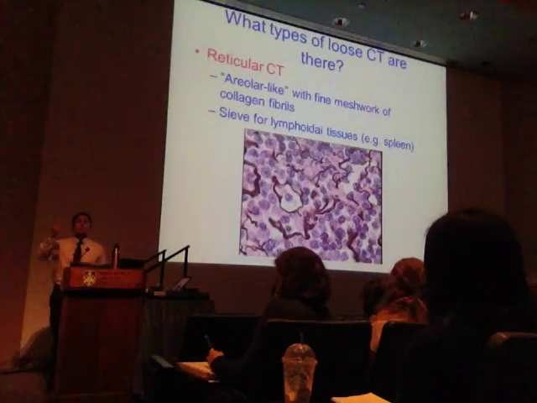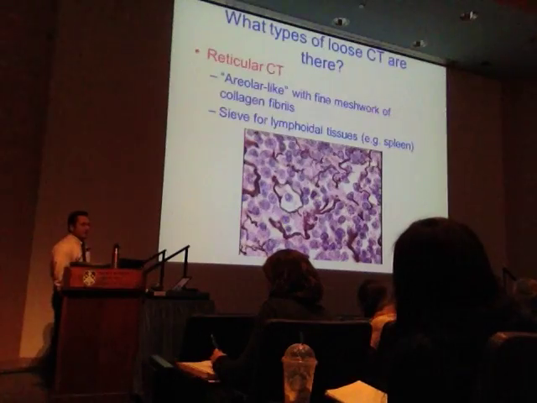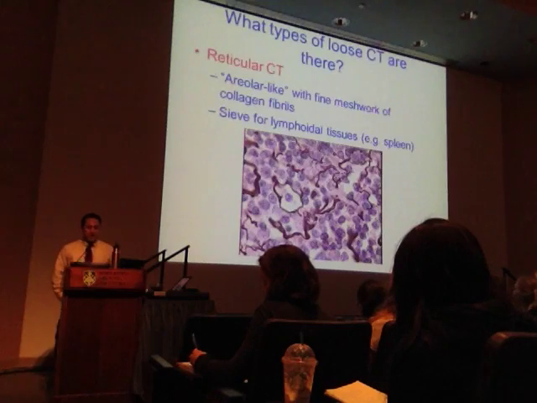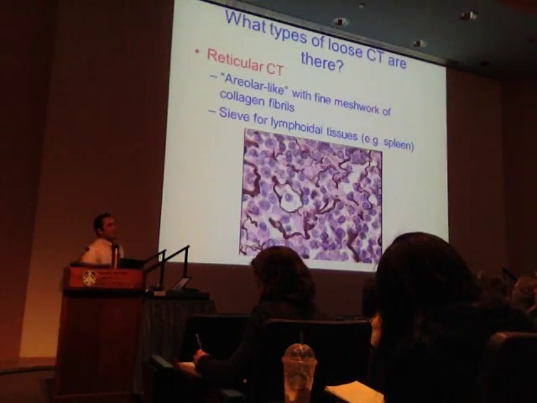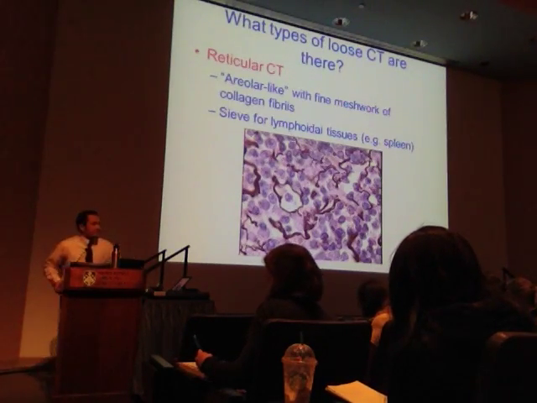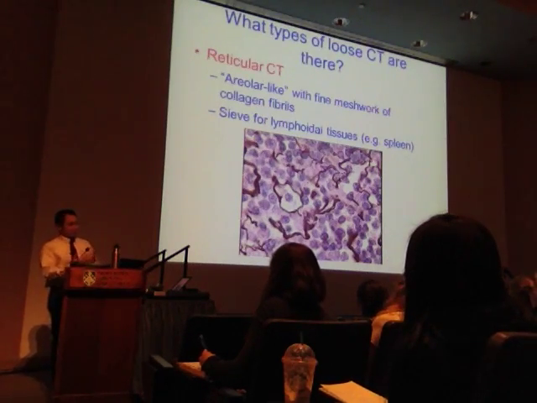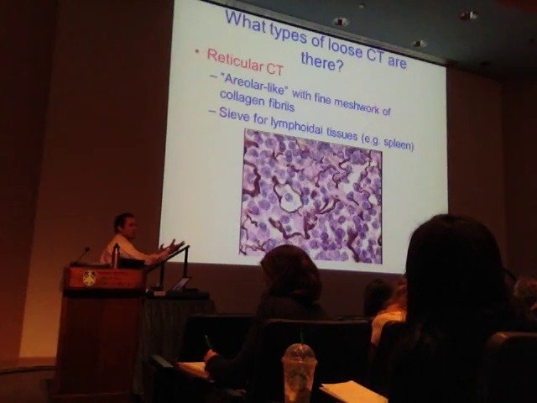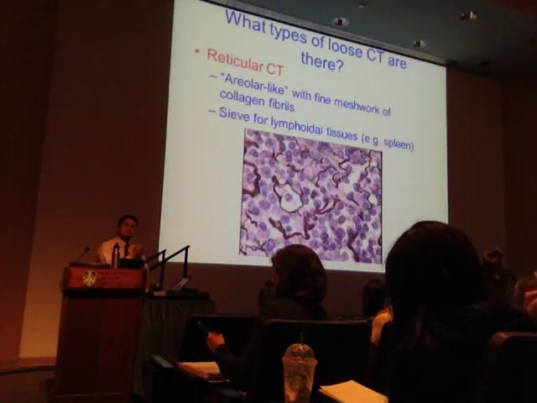Okay, still in the realm of connective tissue, we have reticular style connective tissue. It is areolar-like, meaning that it's open, okay, but it has a fine meshwork of collagen fibrils that looks a little different than the areolar type of connective tissue. This is usually found in lymph nodes or lymphoid tissues. It acts as a really nice filter, or the word here that's shown is sieve. So as things flow through the lymph organ, it's collected and caught. Okay?